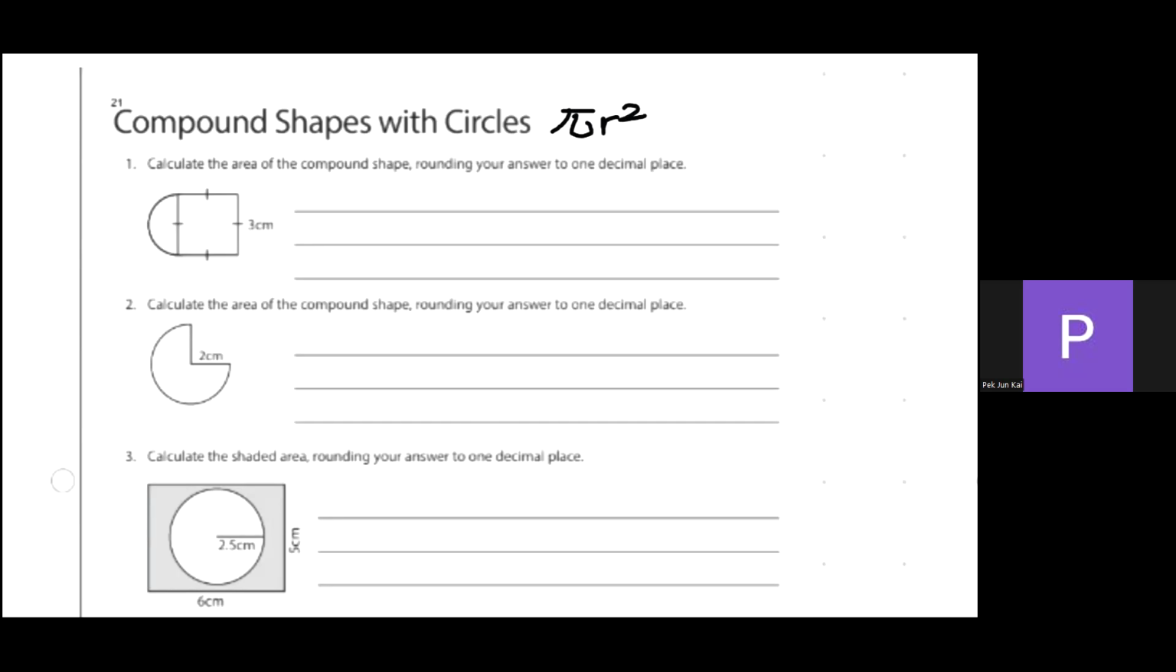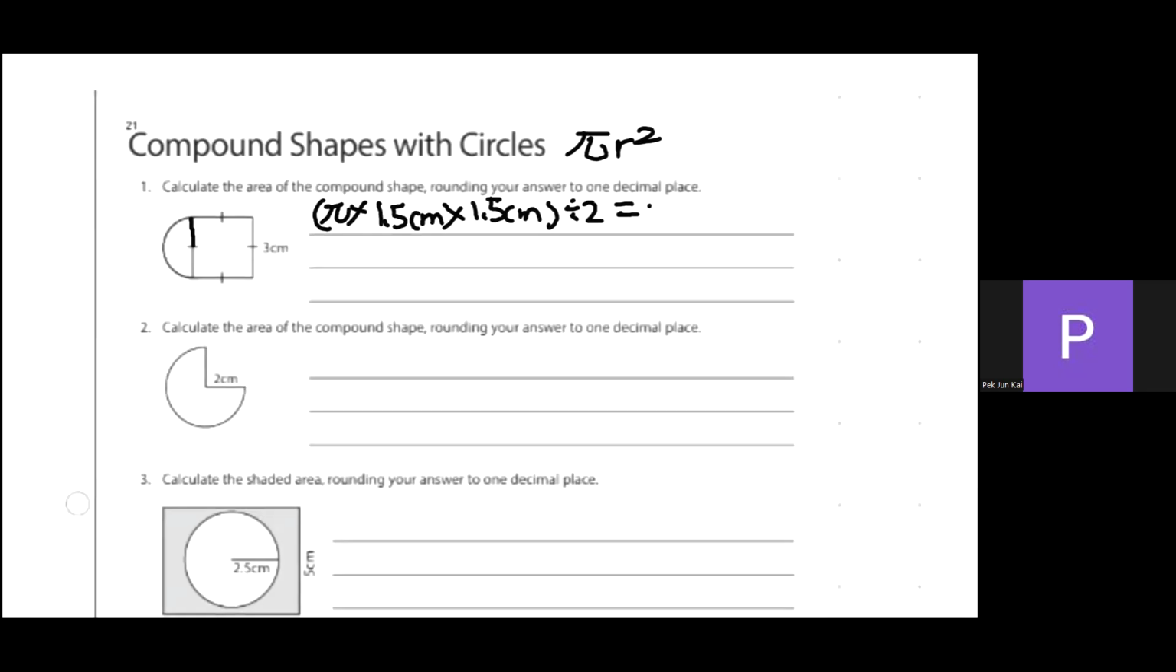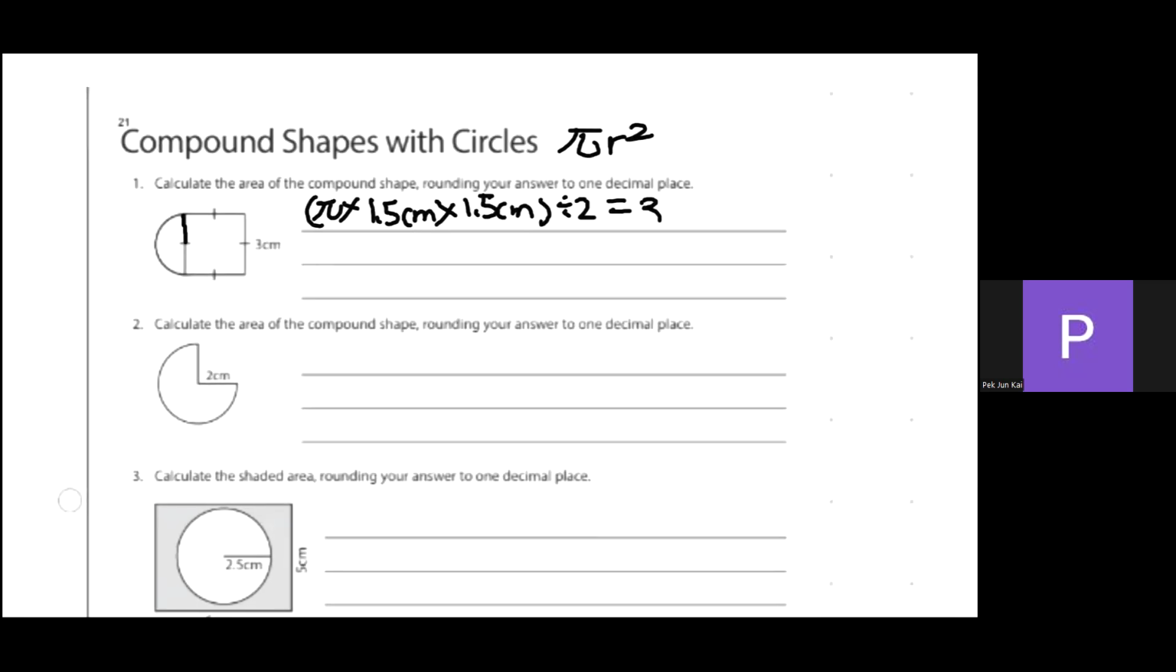So the radius is 1.5 after dividing 3 by 2. So the radius is 1.5. So pi times 1.5 cm times 1.5 cm divided by 2. We would get 3.5 cm square after rounding.